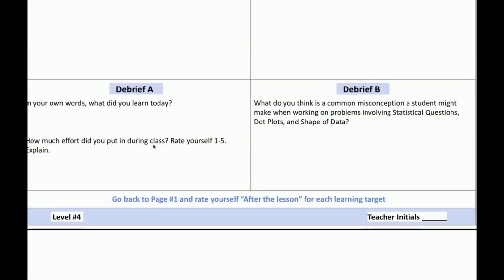Now that you've finished all of page 6, as promised, you're going to go back to our first page. Then rate yourself after the lesson on our learning targets now that you've gotten some more practice. After you're done rating yourself, check in with your teacher to get additional feedback.